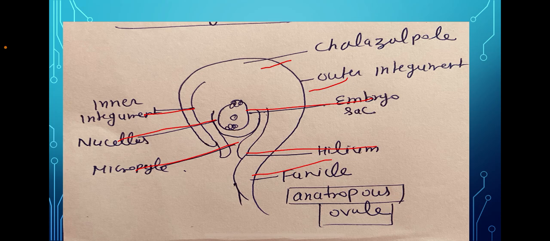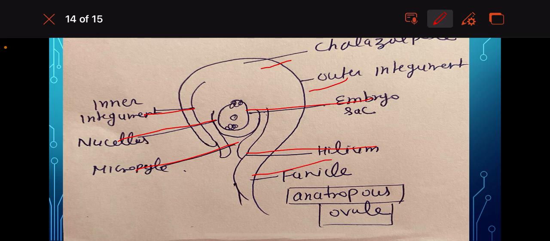This is the structure of the ovule. Here we can see the chalazal pole, outer integument, embryo sac. This is the hilum. This is the funicle, which is directly attached to the ovary. Integument, inner integument, nucellus, and micropyle.